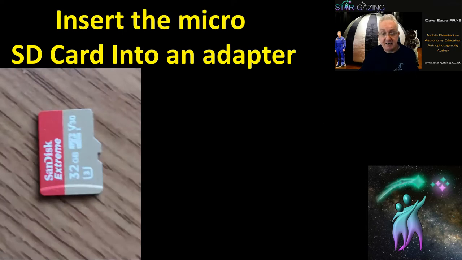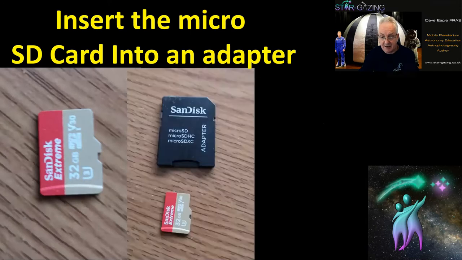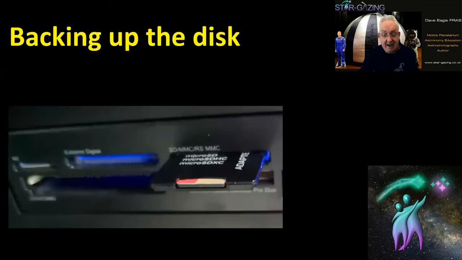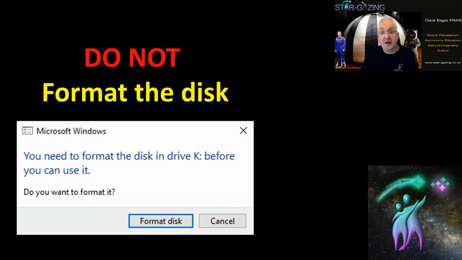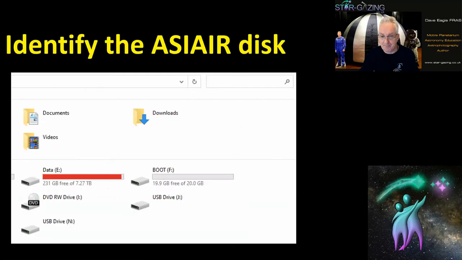Okay, so first thing you need to do is insert the micro SD card into an adapter, just like that, and then pop that in your computer to back up the disk. And the first thing you're going to get as a Windows user is this little window is going to pop up and say, you need to format the disk in Disk K before you use it. Do not click Format Disk, just click Cancel, otherwise you'll scrub the disk and you'd ruin the disk completely. Okay, so make sure you click Cancel, do not format the disk, most important.